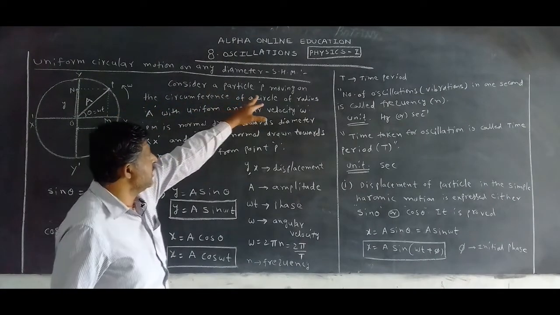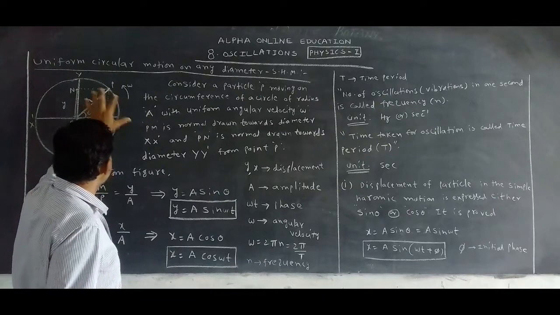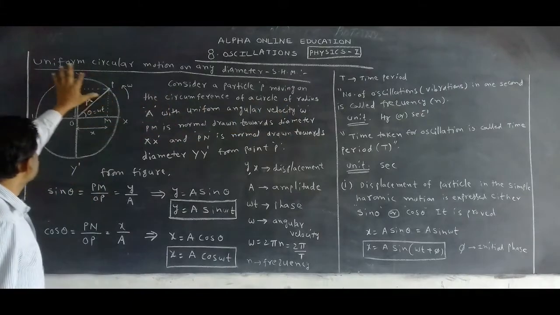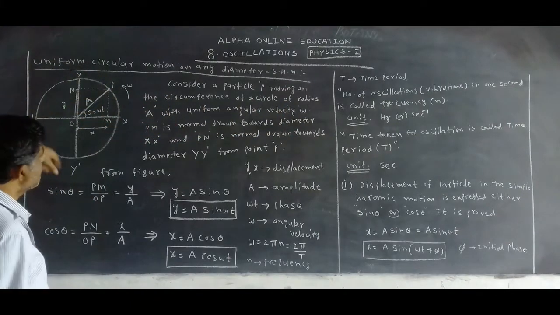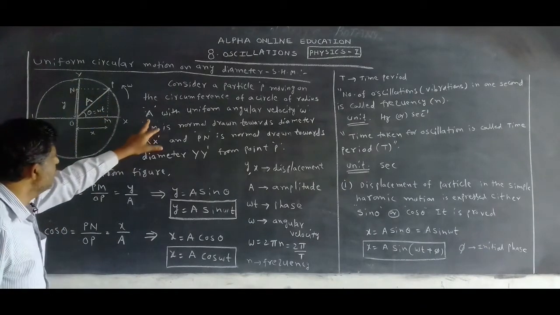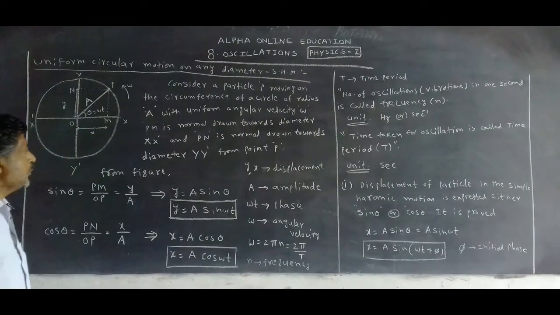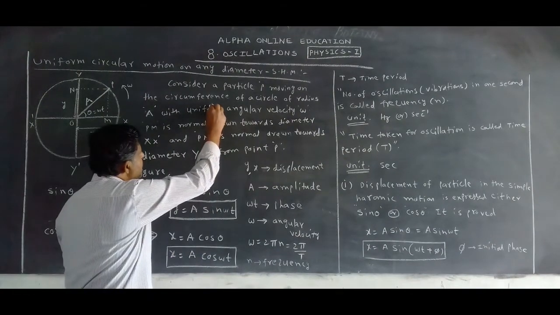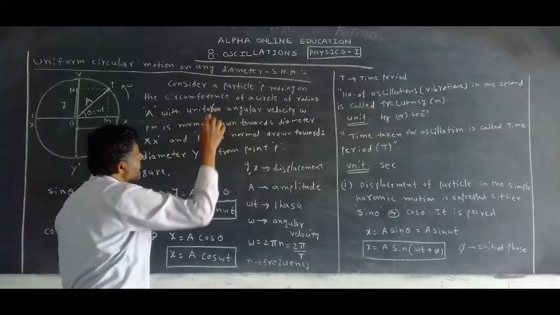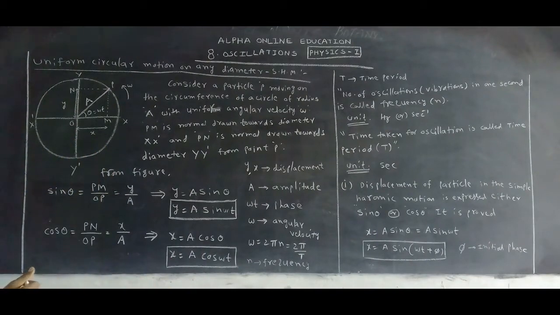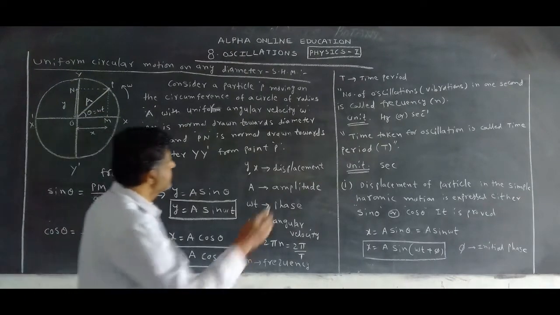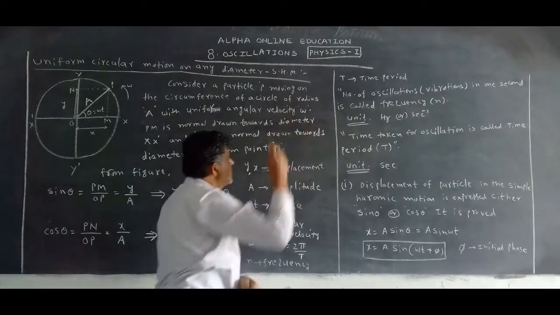Consider a particle P moving on the circumference of a circle of radius, how much the radius of the circle? Capital A, with uniform angular velocity. What is the symbol for angular velocity? Omega. Okay? Up to here it is full stop.